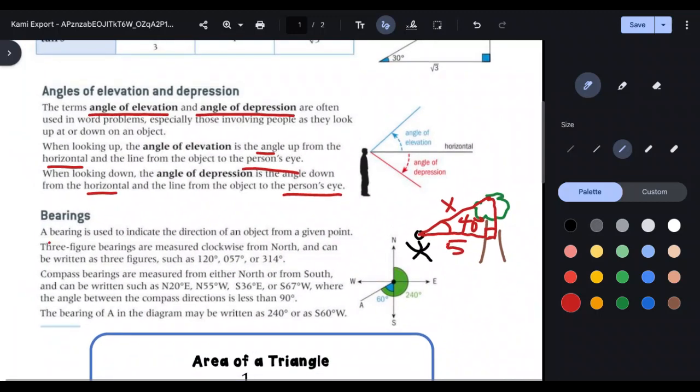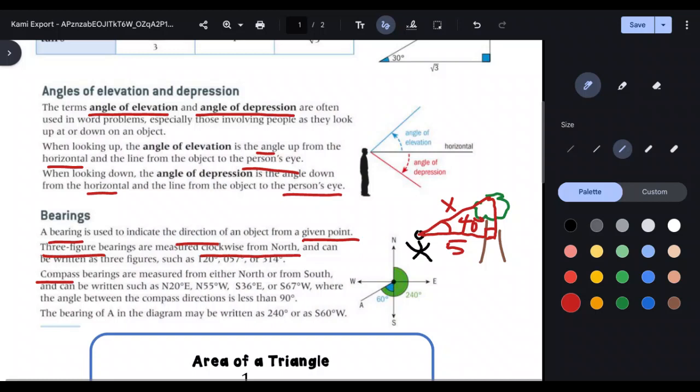All right, now let's talk about bearings. A bearing is used to indicate the direction of an object from a given point. So direction is important, and from a given point. There are two different types of bearings: three-figure bearings and compass bearings. Three-figure bearings are measured clockwise from north, and can be written as three figures.